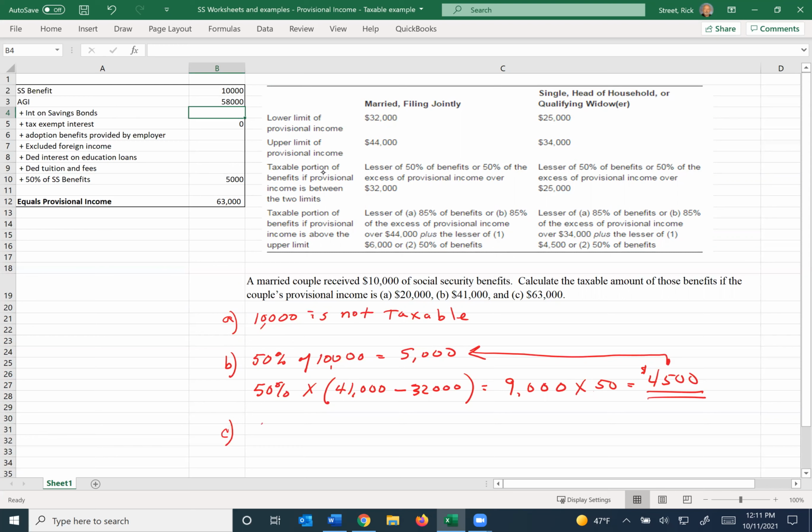So in this case, we take 85%. Let's just do the calculation right here. 85% times the 10,000, and that's equal to 8,500. Okay, and we're going to do the same thing as we did before, except we're going to take 85% times the provisional income of 63,000 minus the 44,000, which is the upper limit.